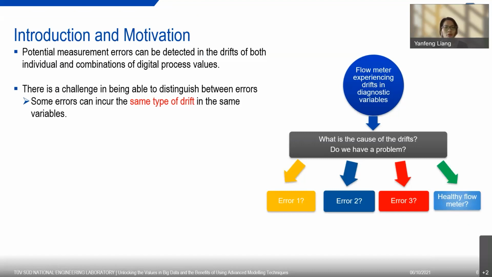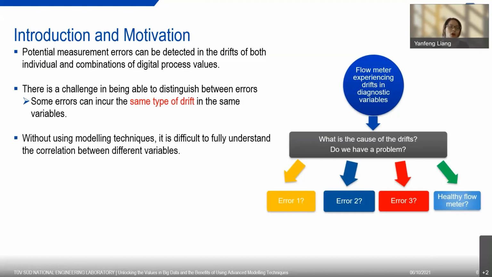Is it because we have error A? Is it because of error B? Or is it because of error C? So although we know that there's something wrong with our flow meters, as suggested by some drifts away from baseline value, we can't pinpoint with great certainty which error is responsible for those drifts.